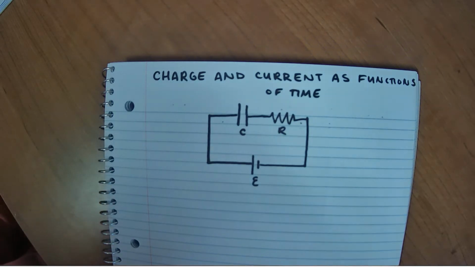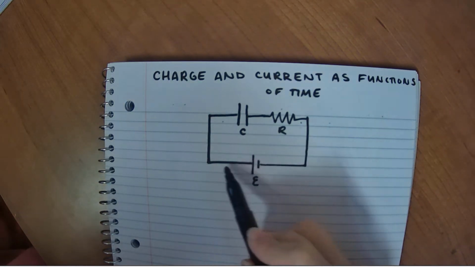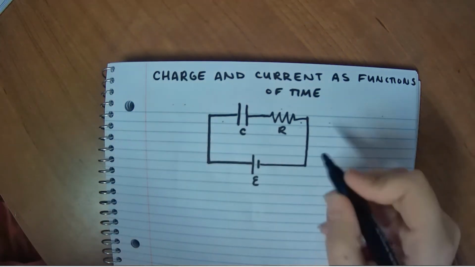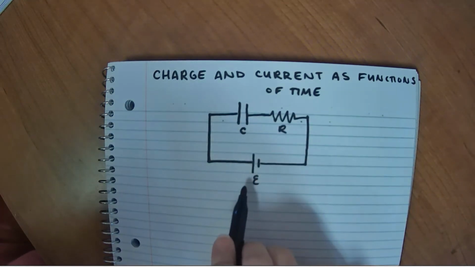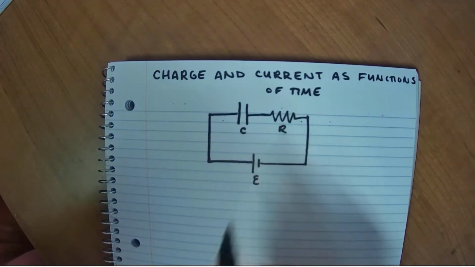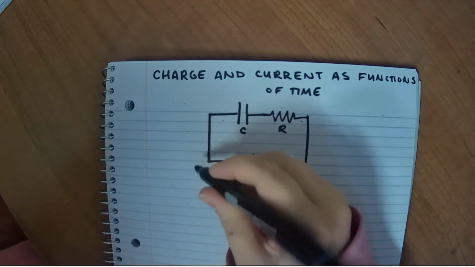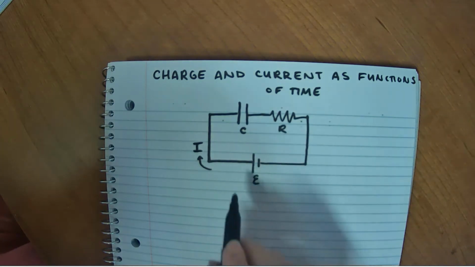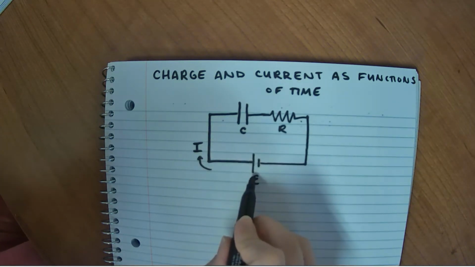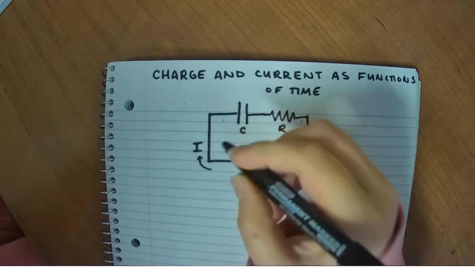Hello, in this video we're going to be learning about charge and current as functions of time in a charging capacitor circuit. I've already drawn the circuit here. We have a battery, a capacitor, and a resistor. From what we know about circuits, the current is going to flow from the positive end of the battery to the capacitor.